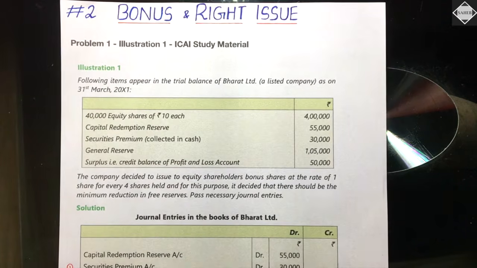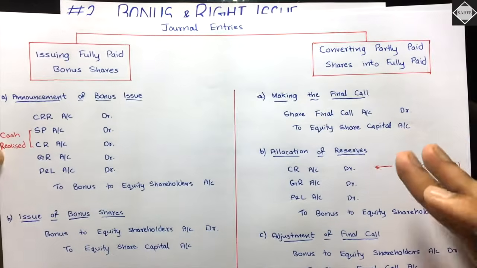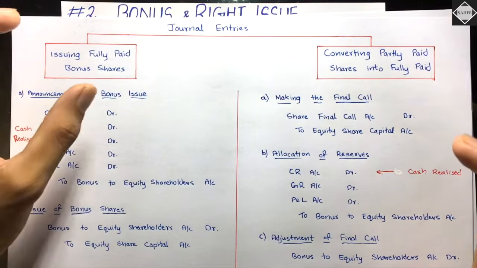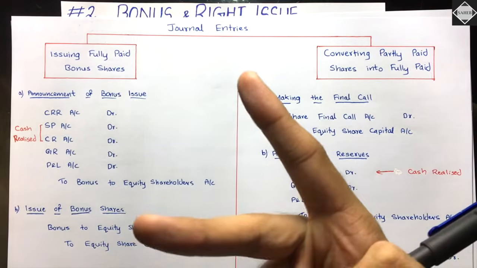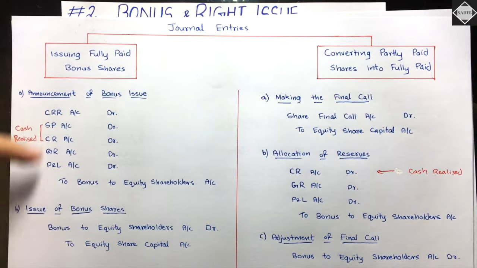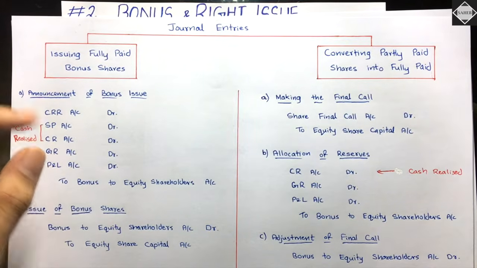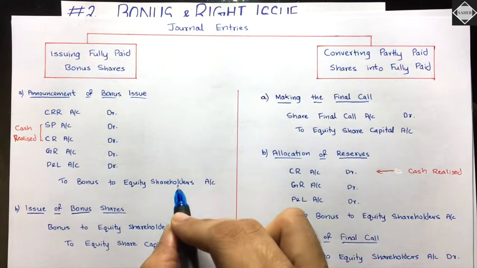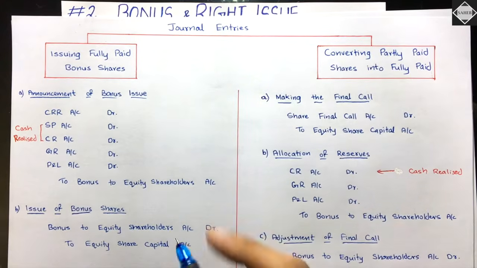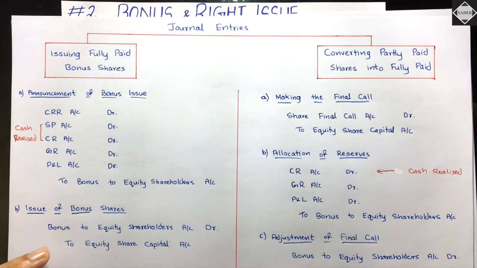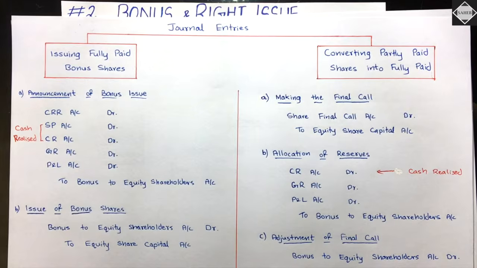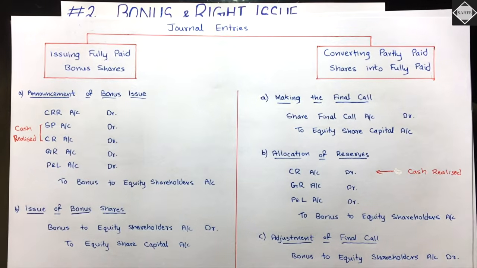The journal entries are very simple. The accounting treatment is different depending upon the type of bonus issue. If it is issuing fully paid up bonus shares, then you have to pass two entries. Utilization of reserves: you will use up the reserve by debiting it, and the value goes into the dummy account, bonus to equity shareholders. Then you will cancel this dummy account when you issue the shares to the existing shareholders, and ultimately you increase the equity share capital. These are the two journal entries for issuing fully paid up bonus shares.